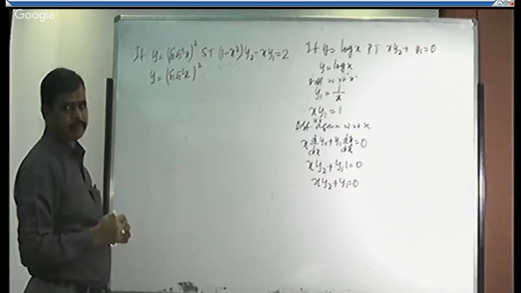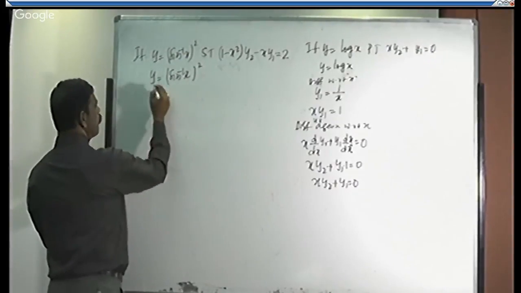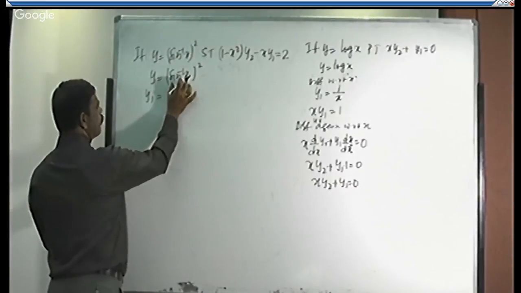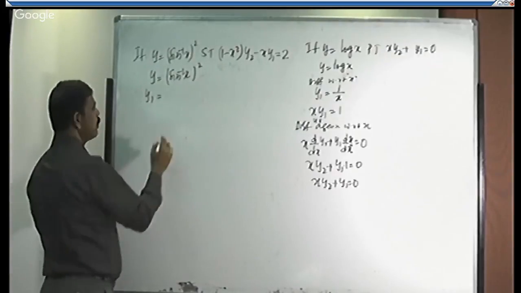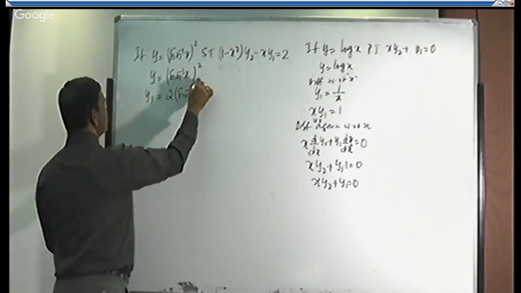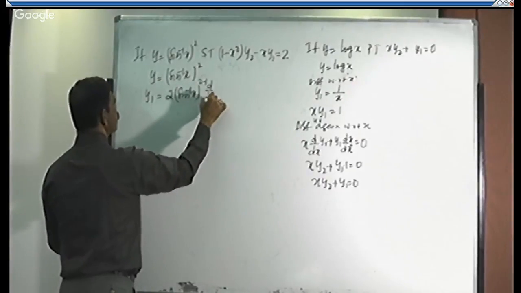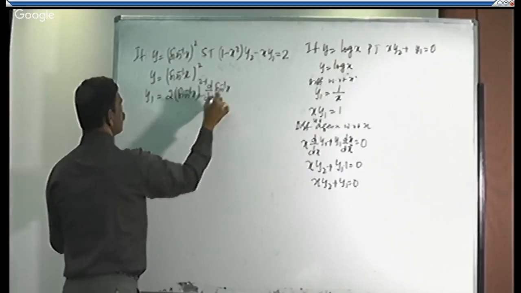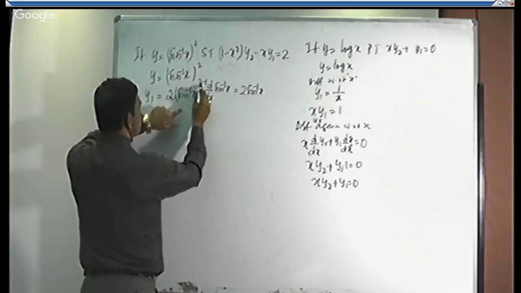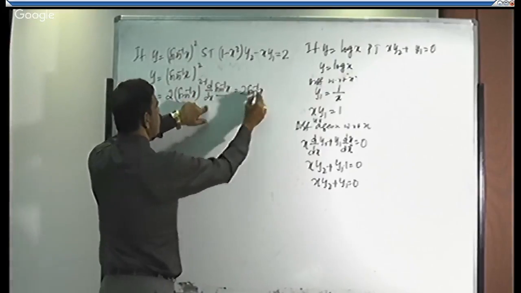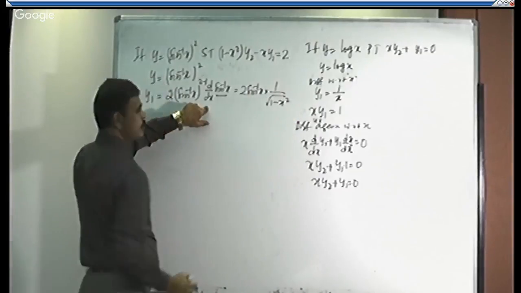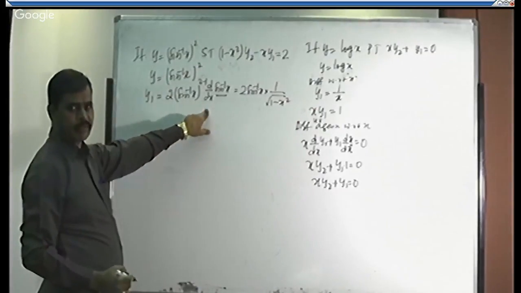Differentiate this. On differentiating, what you will get? You will get y1 is equal to. It is of what form? Function to the power of n. Right? N into function to the power of n minus 1 into dy dx of function. That becomes 2 into sine inverse x to the power of 2 minus 1 is 1. Differentiation of sine inverse x is 1 by root of 1 minus x square.